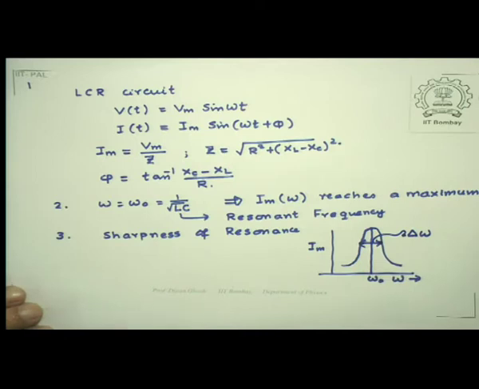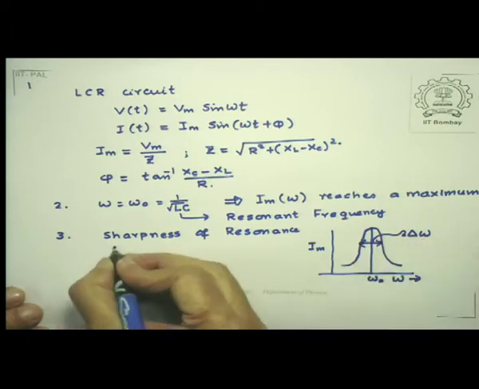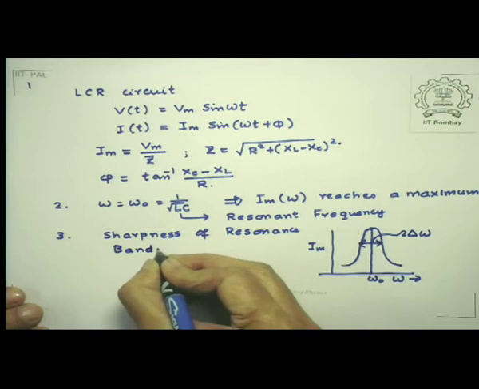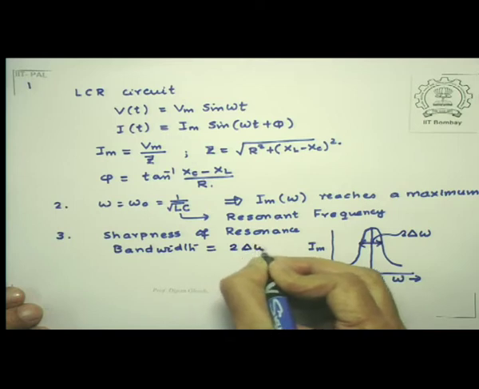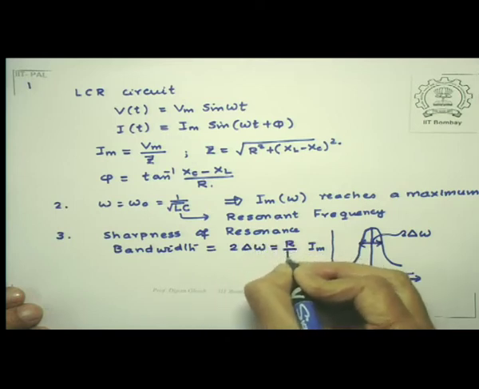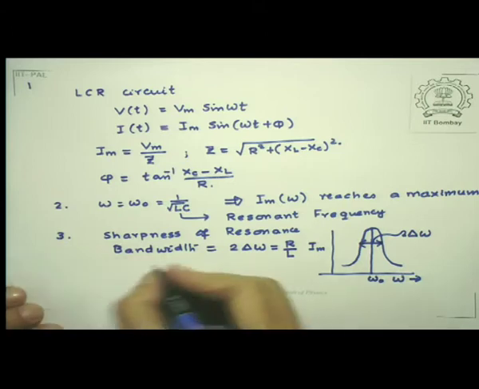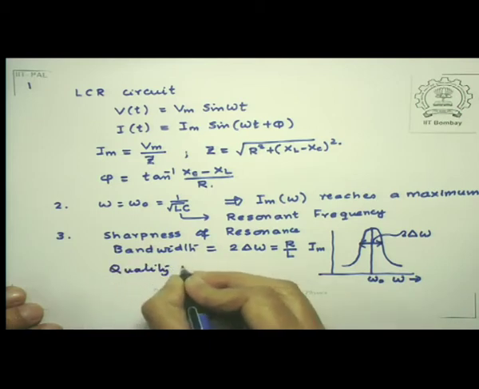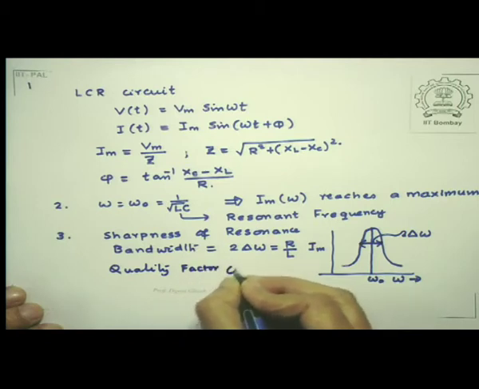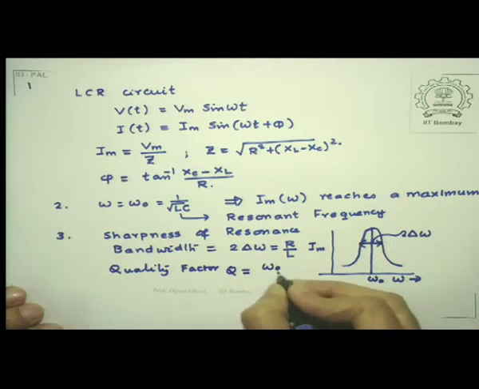And we had shown that this is known as bandwidth. So bandwidth is 2 times delta omega, which is equal to R over L. Another measure of the sharpness of resonance is given by what is known as a quality factor, simply written as Q. That's equal to omega 0 divided by 2 delta omega. So it is omega 0 L divided by R.